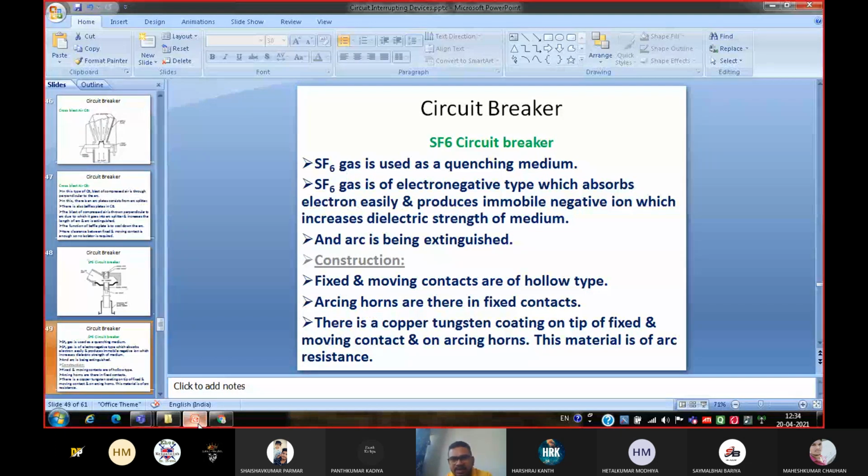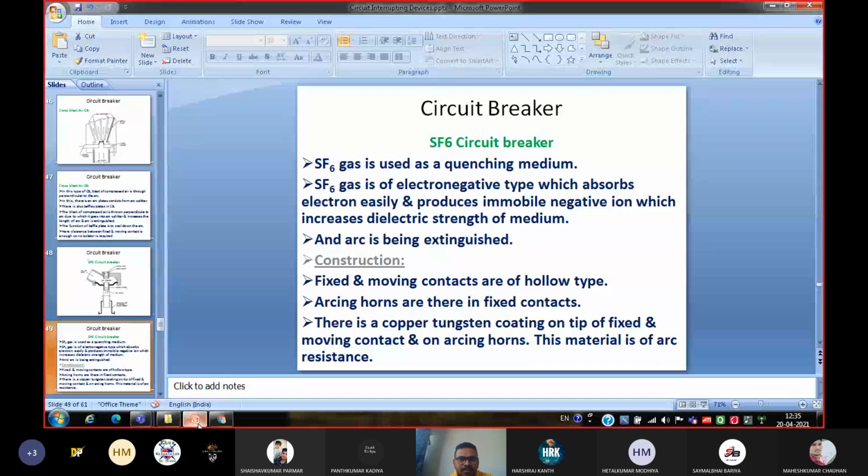So what can SF6 gas do? It absorbs electrons easily and produces immobile negative ions, which increases the dielectric strength of the medium. So it has an electronegative type property, and it increases the dielectric strength of the medium by absorbing the electrons and producing the immobile negative ions. In such a way it can increase the dielectric strength of the medium, and finally the arc is extinguished by this process. So this is the basic of the SF6 circuit breaker.